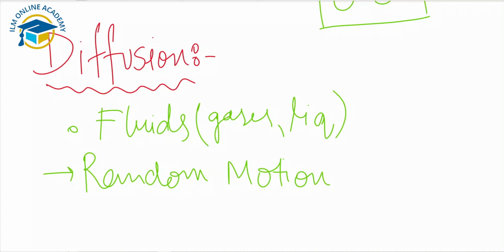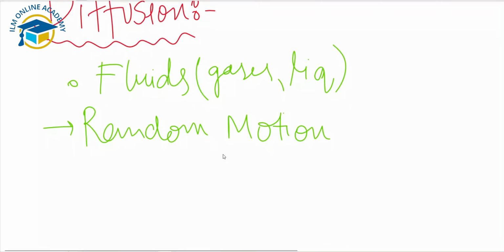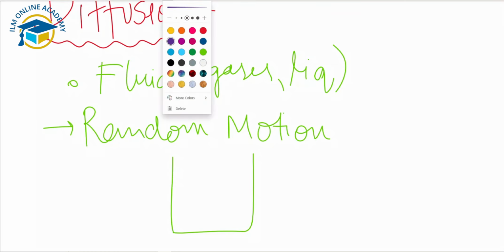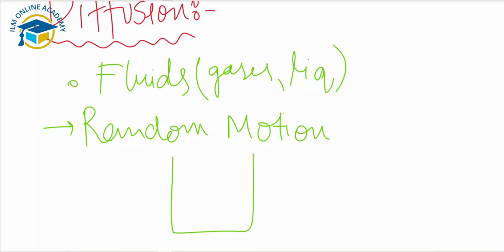Diffusion is where the particles move from an area of high concentration to an area of low concentration, like you can see here. If we have a container like this, and this container contains the particles of potassium manganate, right?